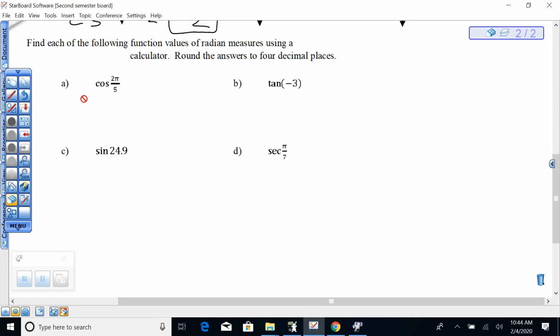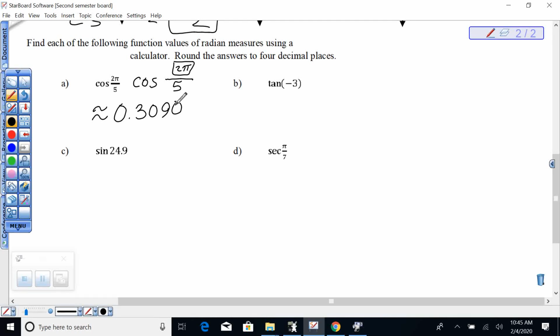So here's my suggestion when you type these in the calculator. You're going to do this, the cosine, and do a fraction bar so that you can type it in. So you're going to type in 2 pi over 5. Hit enter and give it to me in 4 decimal places. It's quite simple. That's approximately 0.39. Correct.